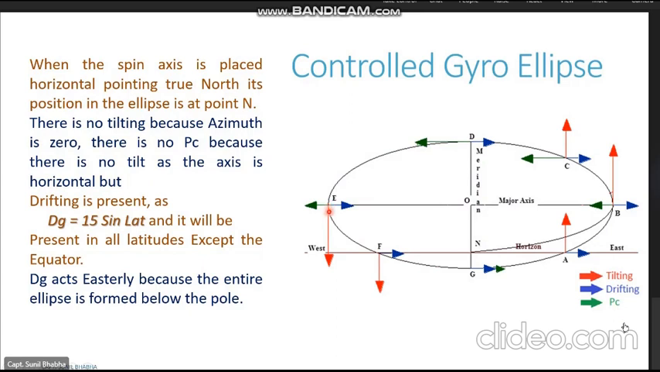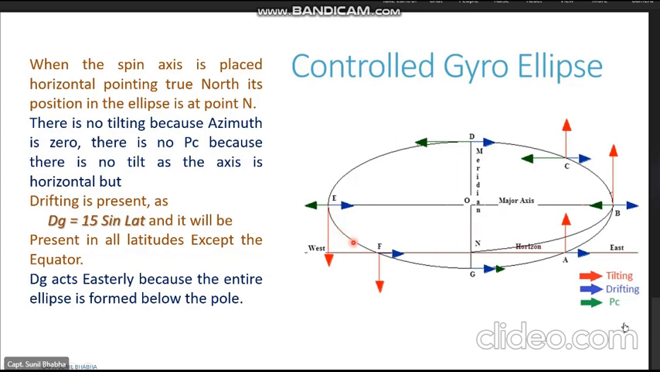As it goes vertically down, the tilt reduces further. With the tilt reducing, control precession also becomes weaker and weaker. Control precession becoming weaker, the easterly drifting takes over and it starts to push the spin axis towards east.